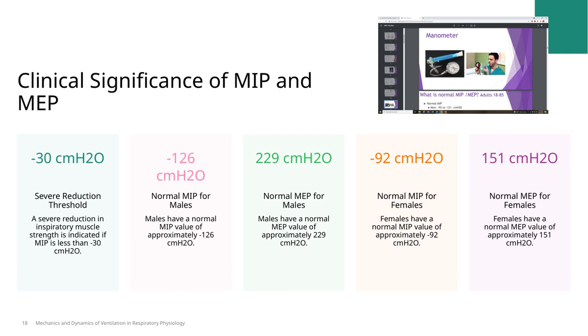In the context of clinical significance, measuring MIP and MEP provides valuable insights into respiratory muscle performance. These parameters are essential for diagnosing conditions like muscle weakness or neuromuscular disorders, and they help guide treatment strategies. So, in summary, these values serve as important benchmarks for evaluating respiratory health and ensuring proper ventilation mechanics.